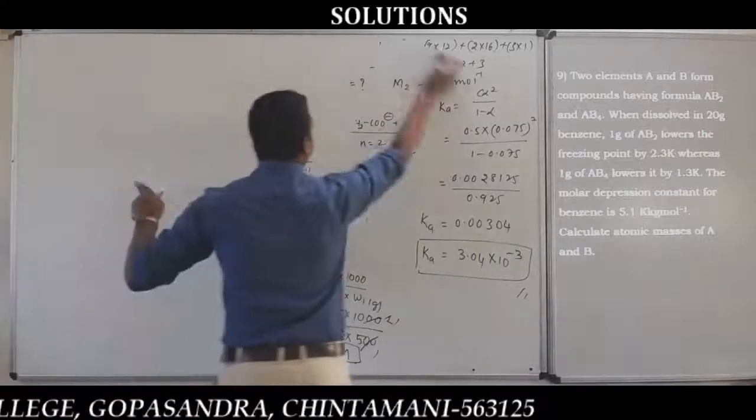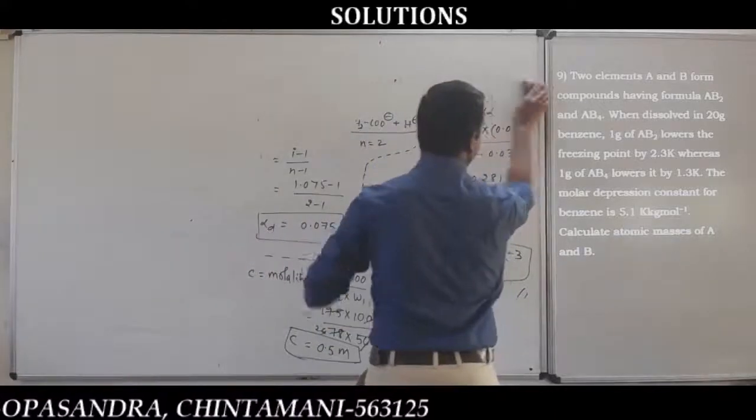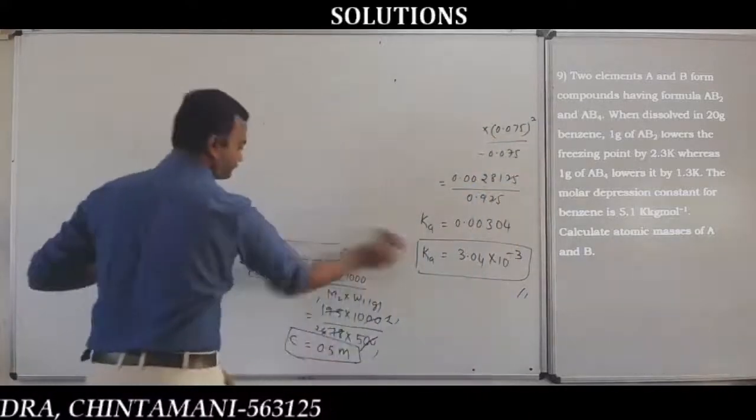Collect the data. Here there are two solutes of A, one is AB2 and one is AB4.